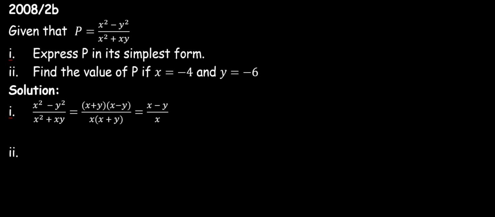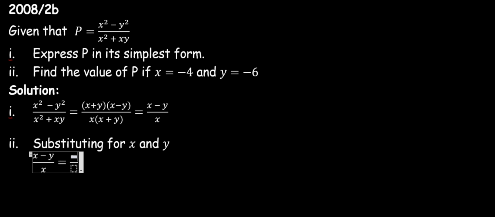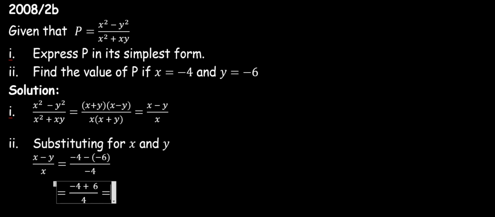Substituting for x and y, we'll now be using the simplified form, not the original given form. So x minus y divided by x will be equal to minus 4 minus, then we use bracket to change the value of y, since it's a minus value this time around, minus 6, bracket open and close, divided by minus 4. At the numerator, you will have minus 4 plus 6, because minus times minus will become plus, divided by minus 4. That will give us 2 divided by minus 4. Our result will be minus 1 over 2.